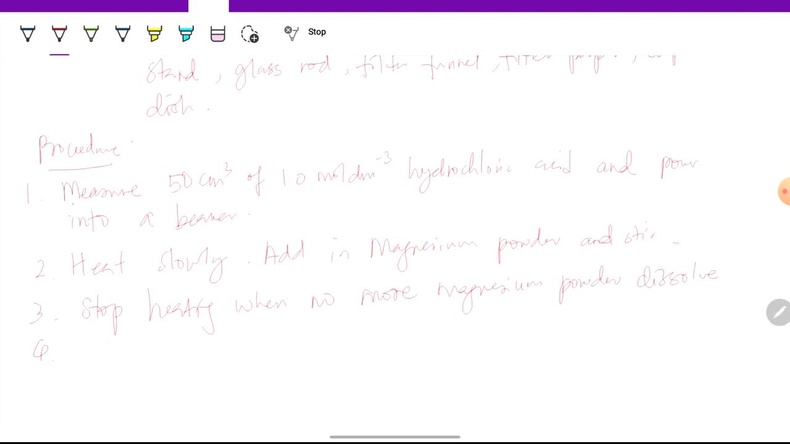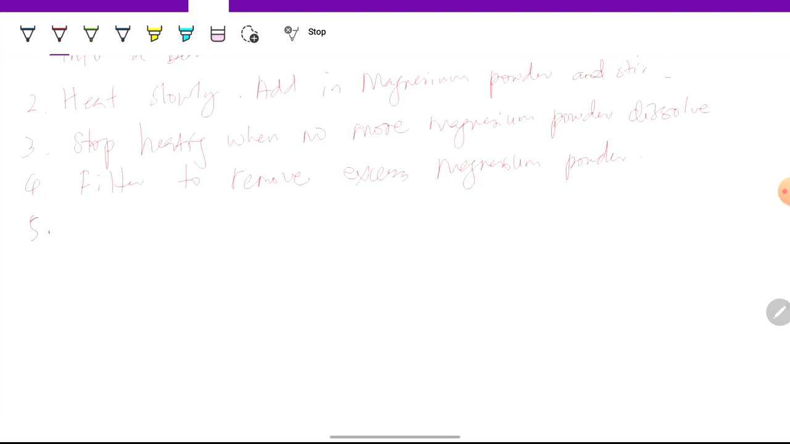So number four, filter to remove excess magnesium powder. Then after that, now we can heat the solution until saturated. Then let it cool to room temperature. Then when it cools down to room temperature, some salt crystals will form already.